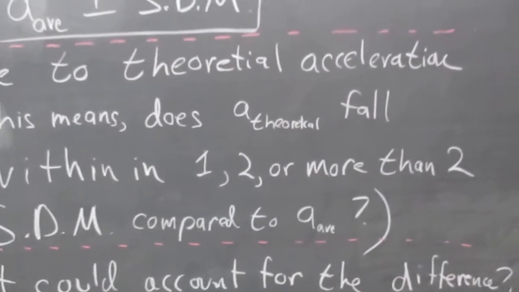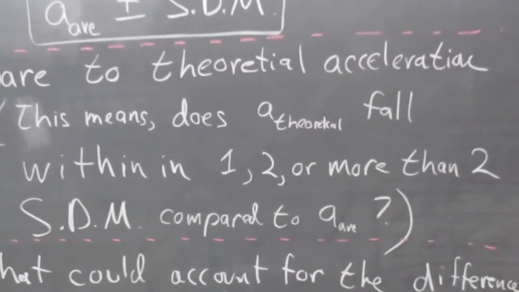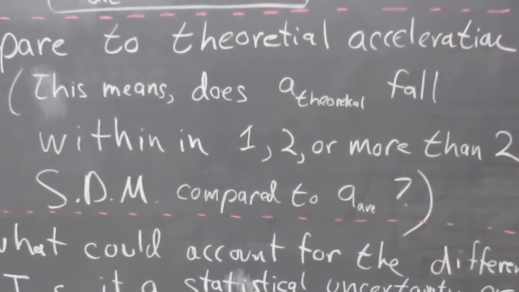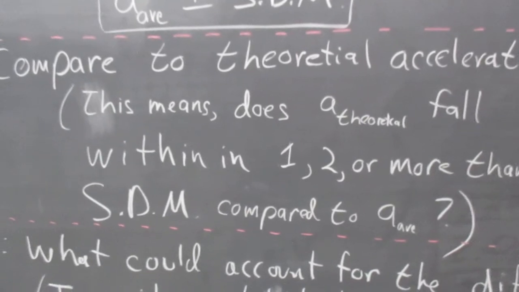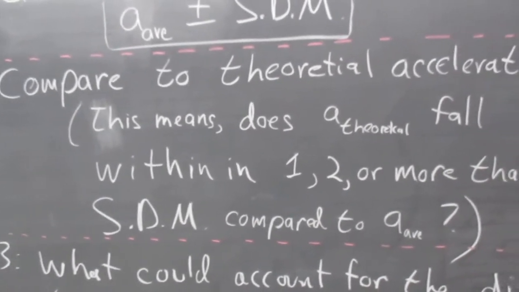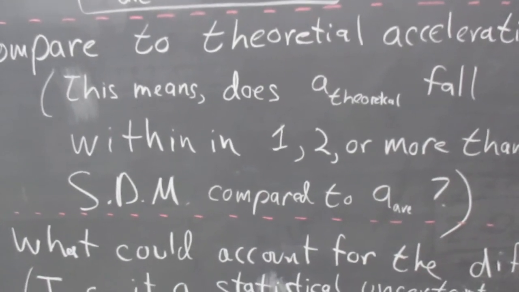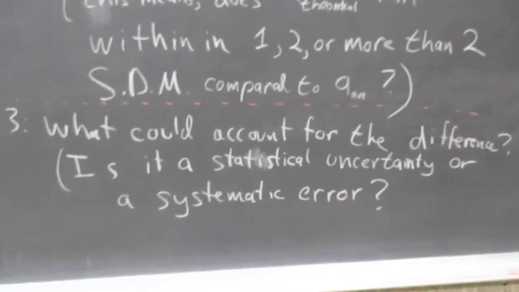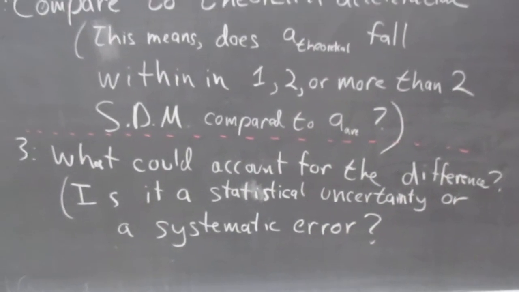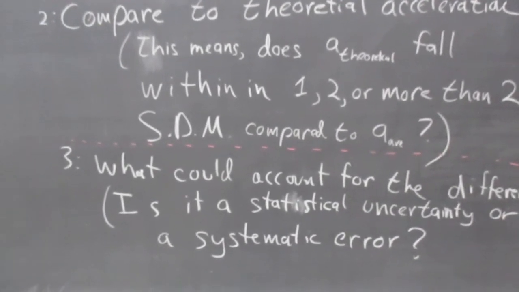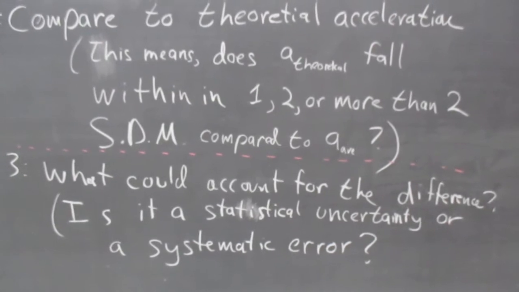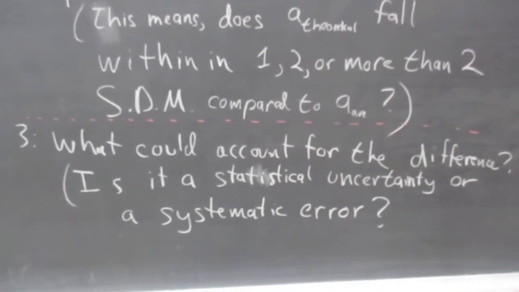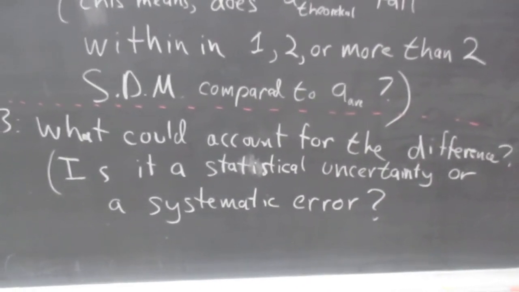So it asks, do they agree with each other? Well, we have to say, does it fall within 1, 2, or more than 2 standard deviations of the mean? You'll do that for each of your six heights and your 6 average values, and you'll say each one agrees, is questionable, or does not agree. And the last part is, what if there's a difference between our theoretical and experimental, what could account for the difference? Is it a statistical anomaly, or is it some type of systematic error, something physical in the experiment that we can account for?